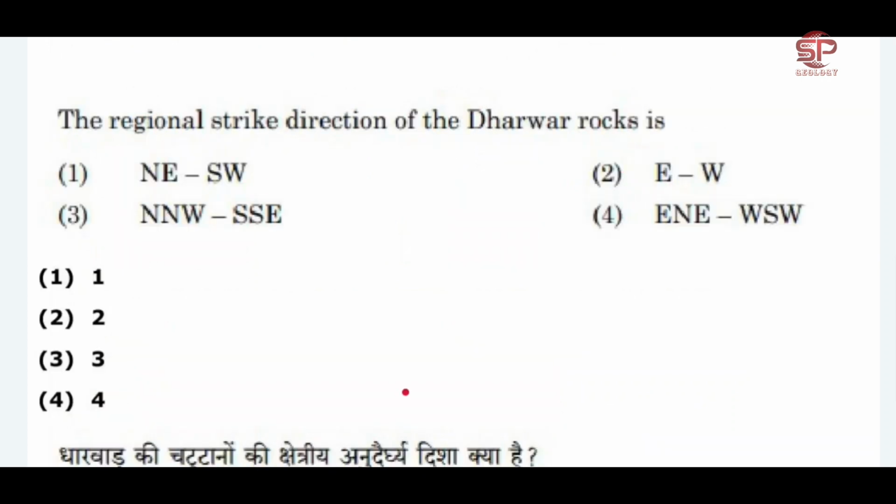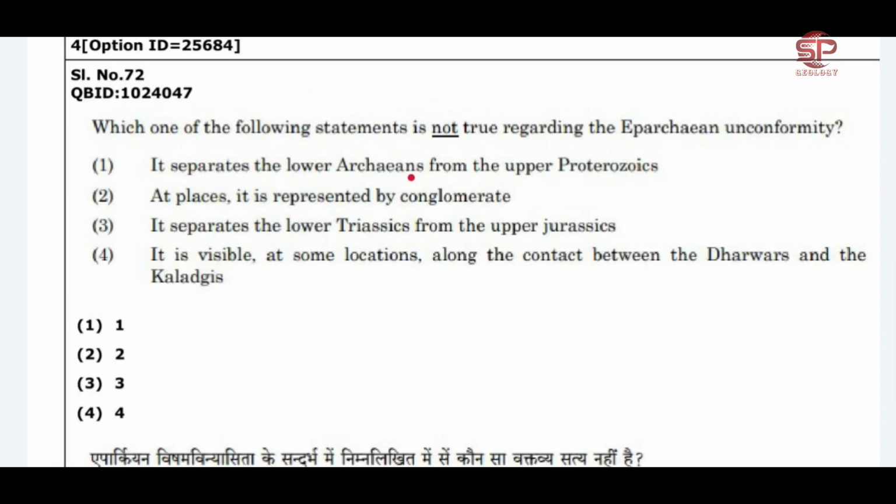The regional strike of Dharwar rocks is north northwest, south southeast. Which of the following statements is not true regarding Archean unconformity? Archean unconformity is in between the Archean and Proterozoic boundary. It separates lower Archean from upper Proterozoic, it is correct. At places it is represented by conglomerate. Obviously it is an unconformity, so it can be represented by conglomerate. Conglomerates are indicative of unconformity. It separates the lower Triassic from upper Triassic, it will be incorrect.